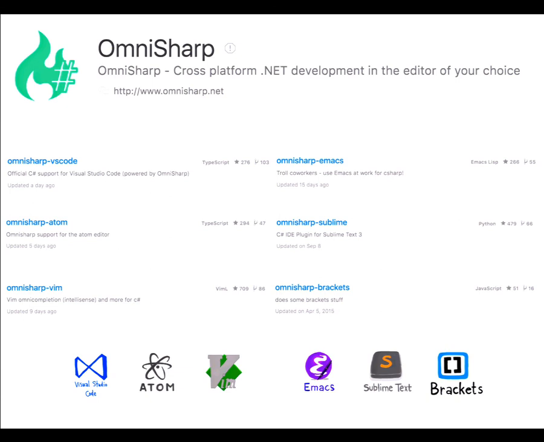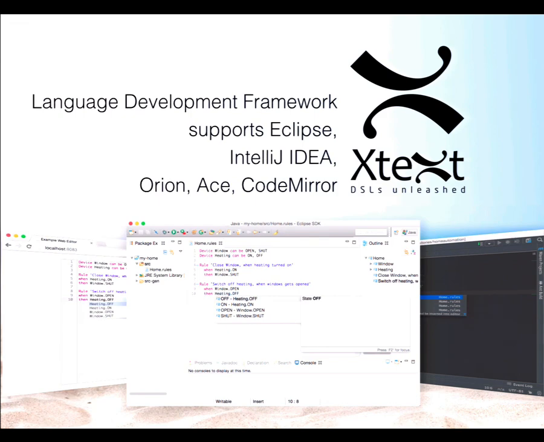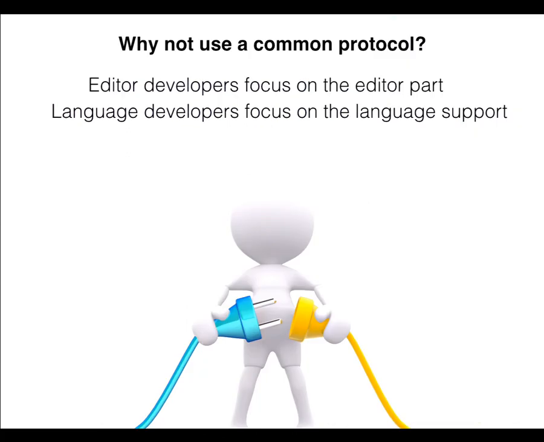And so what do they do if they want to have tool support? Of course, they build plugins for every kind of editor, and they have to maintain it and so on, because these editors don't talk their protocol. And we have the same problem or situation with Xtext. So if you build a language and implement it in Xtext, then you can use it in Eclipse, you can use it in IntelliJ IDEA, you can use it in Orion or Ace or CodeMirror. But the Xtext project needs to maintain all these bindings because there is no standard protocol supported by the editors.